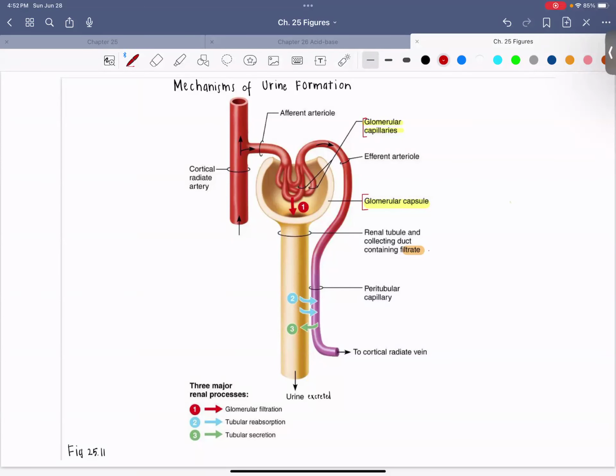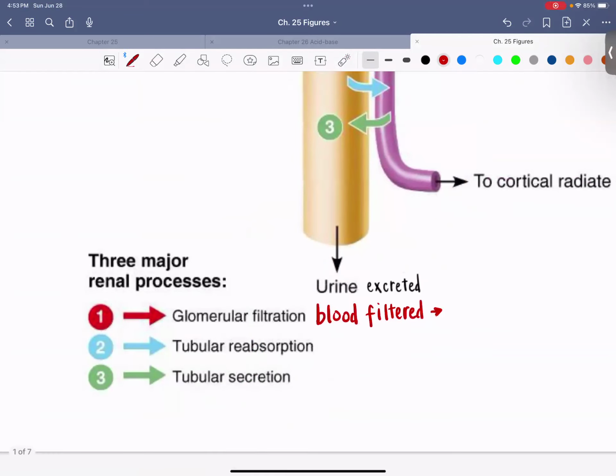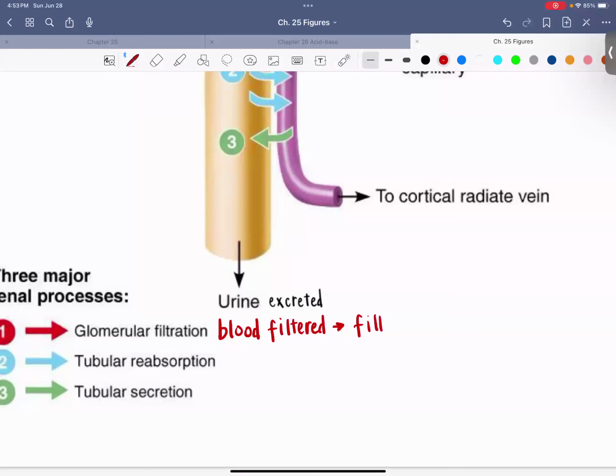In chapter 25, you're going to be learning about the mechanisms of urine formation, which are shown in this figure. The first step is glomerular filtration, which takes place in the glomerular capsule. In this process, the blood is filtered. Everything that is filtered out of the blood is referred to as the filtrate. So glomerular filtration leads to the formation of filtrate.